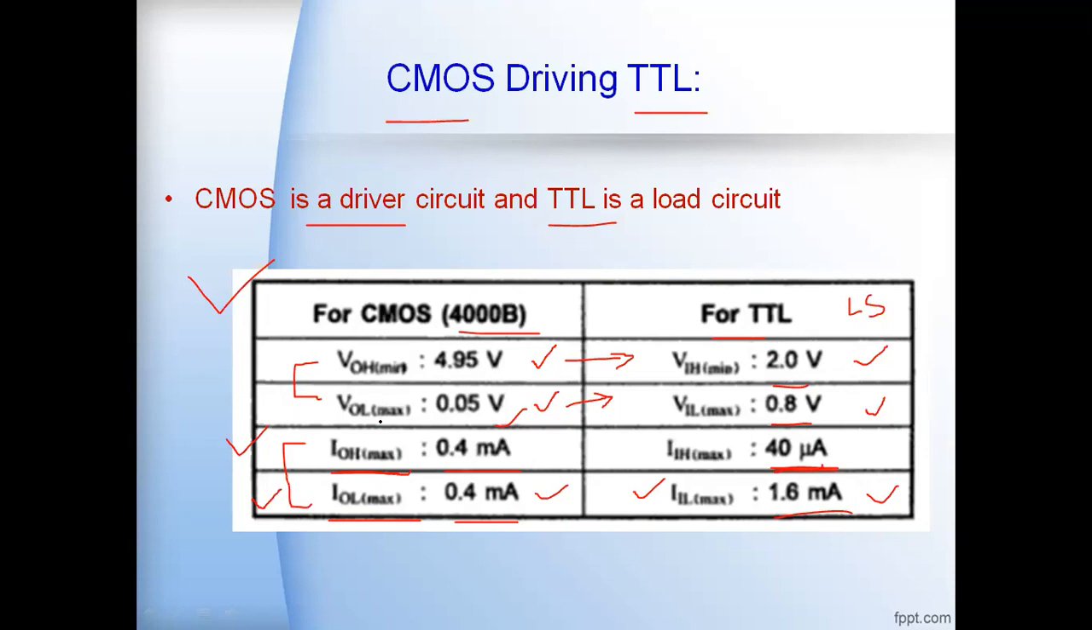The VOH, VOL, IOH, from these three, there are no difficulties for the TTL inputs. But the difficulty is from the IOL maximum, which has only 0.4 milliampere current, but this 0.4 milliampere current is supposed to handle the 1.56 milliampere current of the TTL. So it is not possible. So that's why we require an interfacing circuit here.